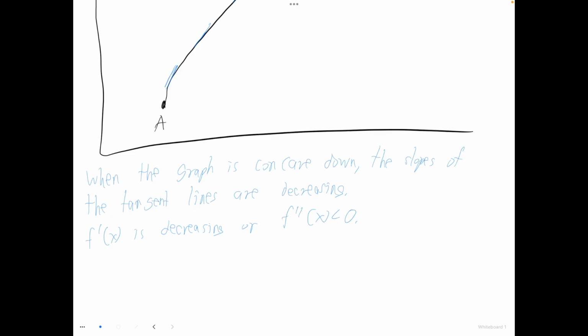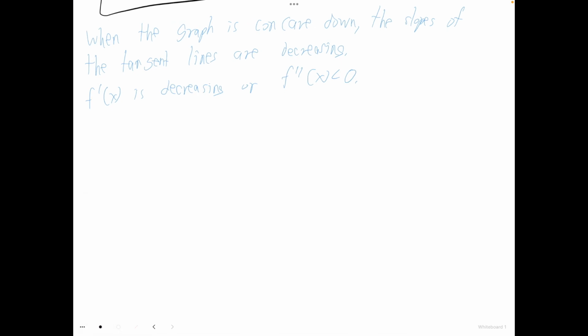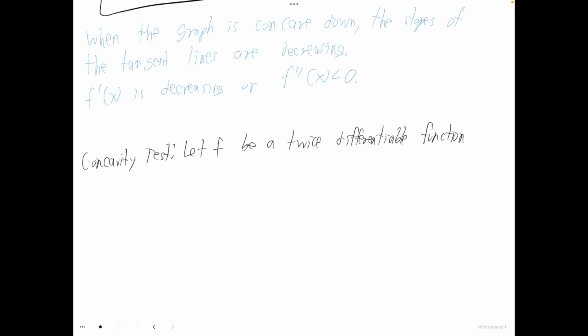And this then is how we check for concavity using the derivative, this fact that we have just noticed. So to state it a bit more clearly, this is called the concavity test. The concavity test says we're going to let f be a twice differentiable function. That just means you can take the derivative twice and it makes sense.